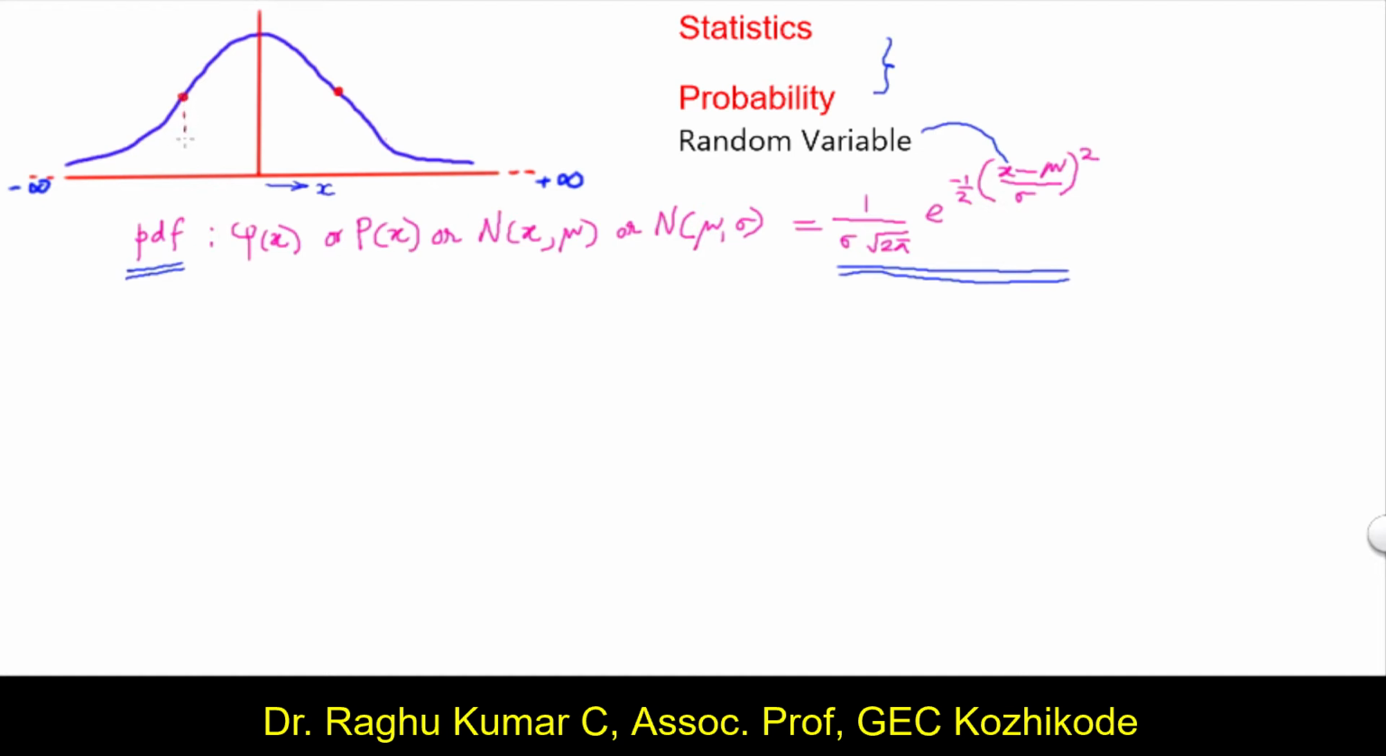So the question is, what is this x value corresponding to the inflection points? If you try to evaluate this particular value, you can see that this value is minus sigma, and this value is plus sigma.